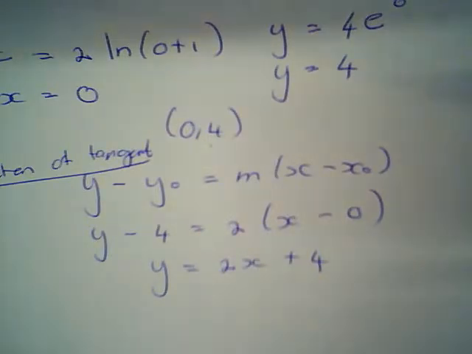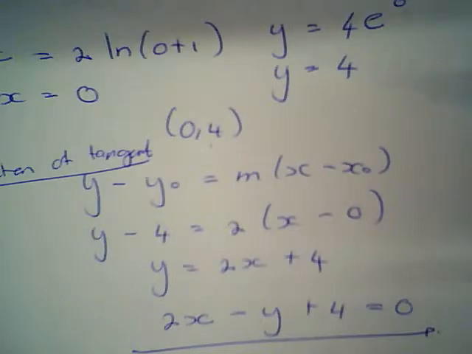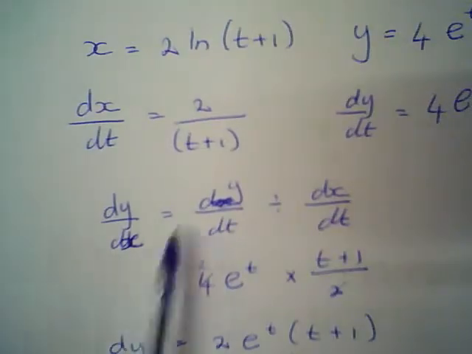Okay, we want it in the form ax plus by plus c equals 0. So it would be 2x minus y plus 4 equals 0. And there is question 4 done. 6 marks. Just be a little bit careful that you don't make these silly mistakes that I've made there.